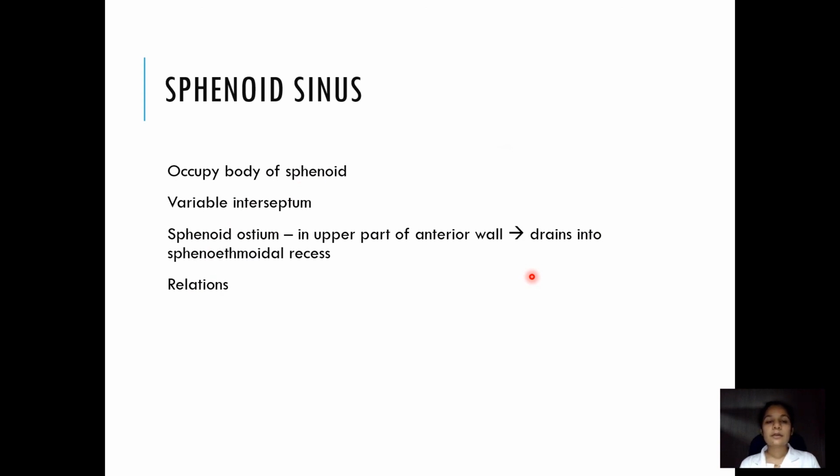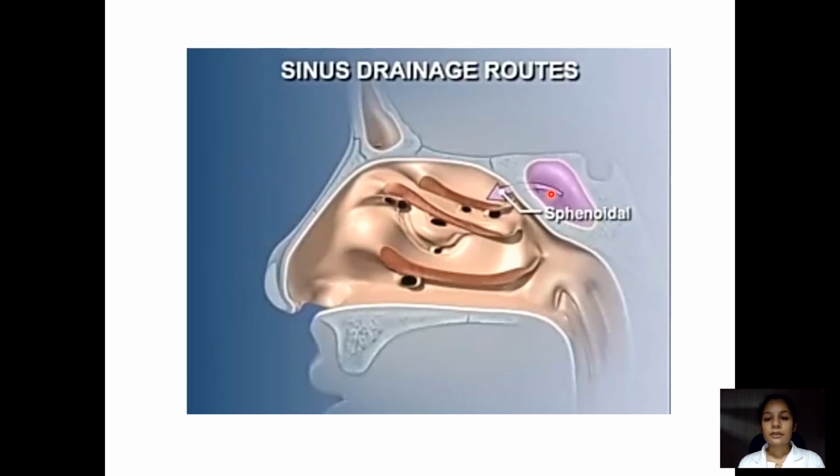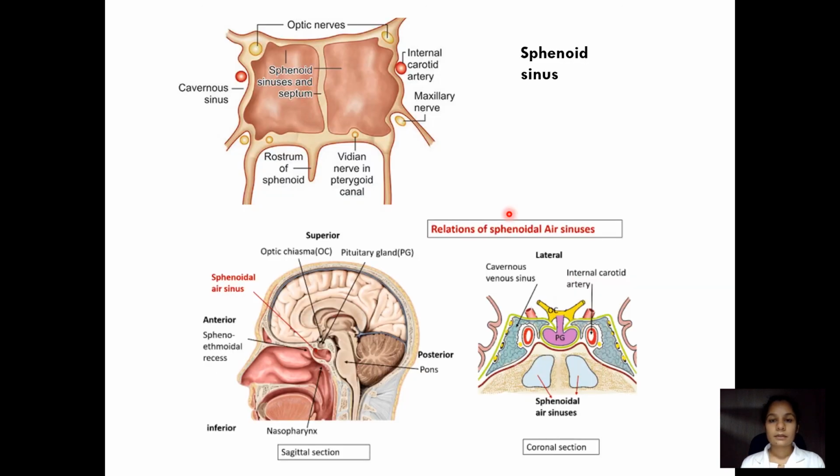Sphenoid sinus. It occupies the entire body of the sphenoid with a variable intersinus septum. The variations of the septum decide the dominance of the side of the sphenoid sinus. Sphenoid ostium, it opens into the sphenoethmoidal recess in the upper part of the anterior wall of the sphenoid bone. Sphenoid sinus and the drainage pathway. The relations of the sphenoid sinus. This is the intervening septum.